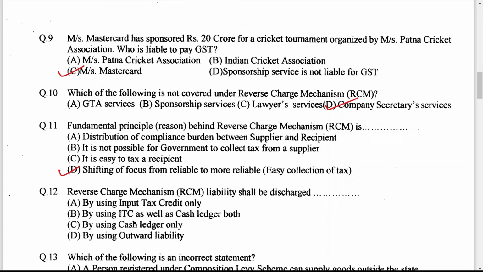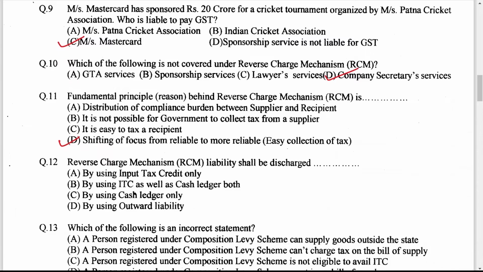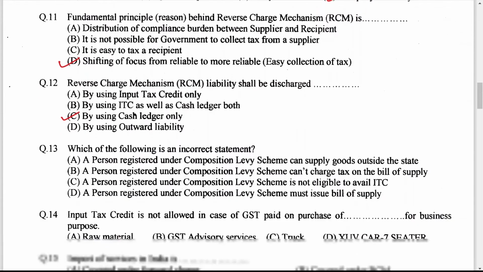Now, reverse charge mechanism, RCM liability shall be discharged by using input tax credit only, by using ITC as well as cash ledger both, by using cash ledger only, by using outward liability. So answer in case of 12 is C, by using cash ledger only. Because in case of RCM, you have to discharge the liability of paying tax by using only cash ledger.